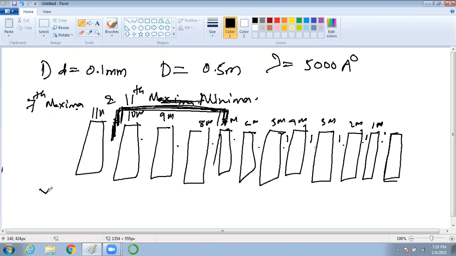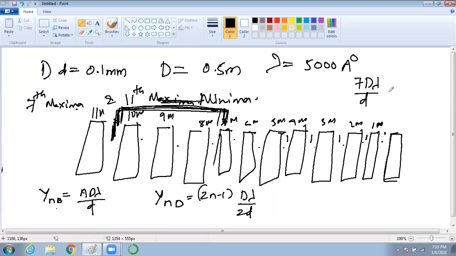What is the general formula for seventh maxima? Y for maxima was what? nD lambda by d. And what is the minima? It was (2n minus 1) into D lambda by 2d. So we have to find the seventh, so n will be 7. So we take 7D lambda by d minus, substitute 11 here for the minima. So 11 into 2 is 22, 22 minus 1 is 21. So 21D lambda by 2d.